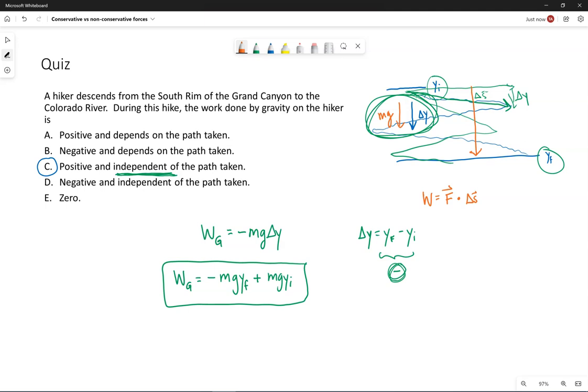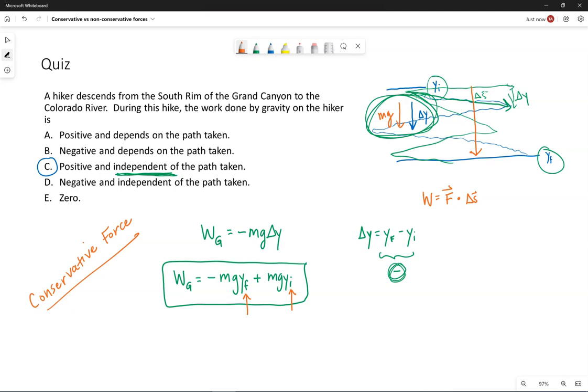Whenever the work done by a force is independent of the path, we call that a conservative force. Any force whose work done depends only on the initial and final position is considered a conservative force.